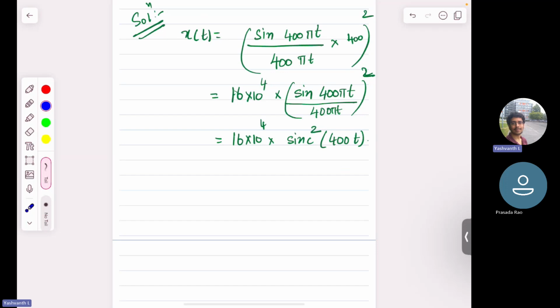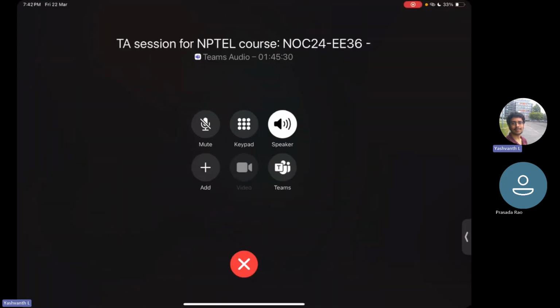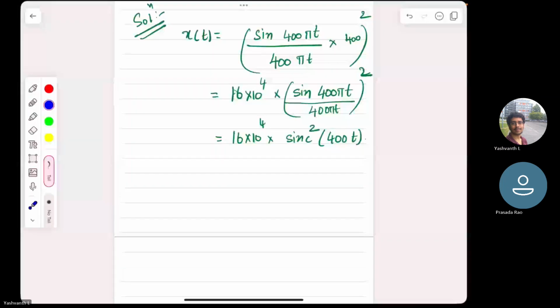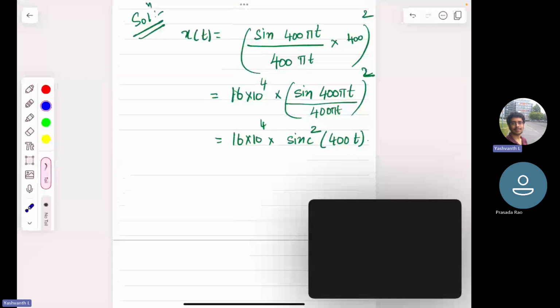So oops, sorry. I don't know what's happening. Just a minute. Okay, so this is basically sinc square of 400t. Now let us just find for sinc. Oops, sorry.